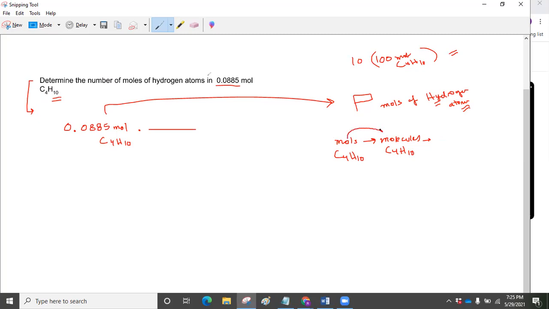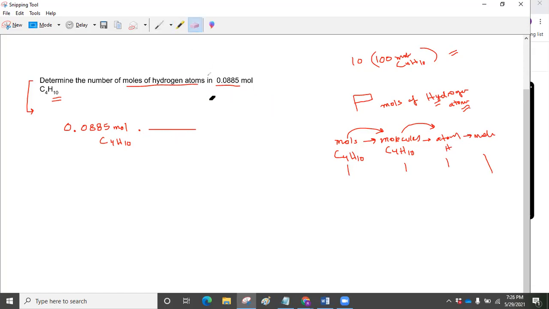So you're going from moles to molecules, and then from molecules, you eventually want to get to atoms of hydrogen. And once you have atoms of hydrogen, you want to go back to moles, because the question is asking for moles of hydrogen atoms. So that's really the approach here. For each of these, you're going to need a conversion factor, which will be able to cancel out with what you had. And I'll show you what that means.